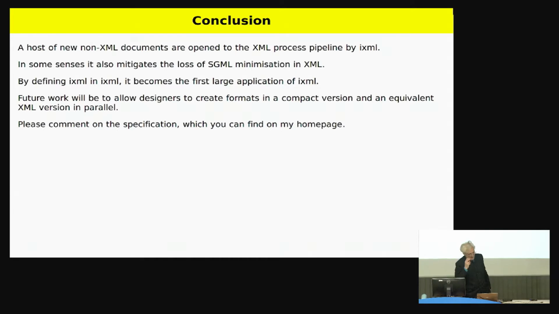So my conclusion is that a host of new XML documents are now open to the XML pipeline, and that's, I think, the major advantage of ixml. You could also, I wasn't sure whether to say this, but you could also say that it mitigates the loss of SGML minimization in a certain way, because you can transform documents that aren't XML into proper XML. By defining ixml in itself, it means it's its first large application.